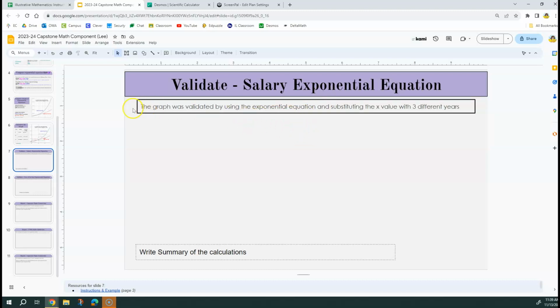So the first thing we're going to do is just change a couple things here in the statement. The graph was validated by using the exponential equation and substituting the x value. And instead of 3 different, we're going to pick our different. So we're going to validate for 2 years, 10 years, and 20 years.